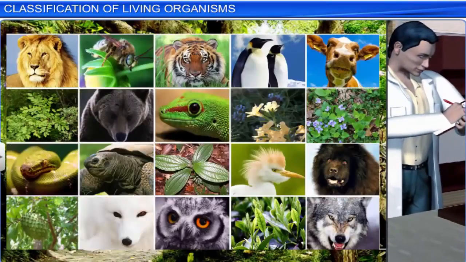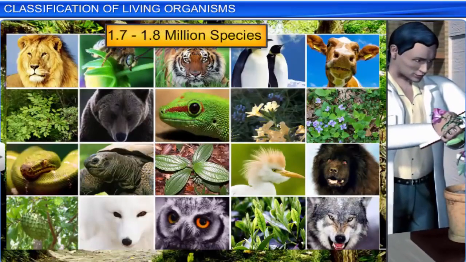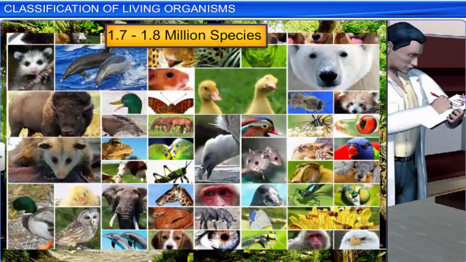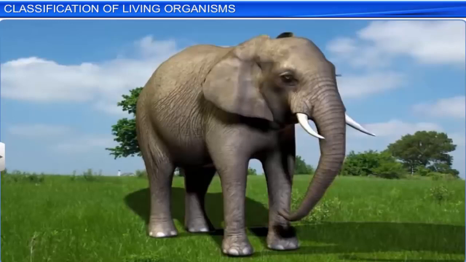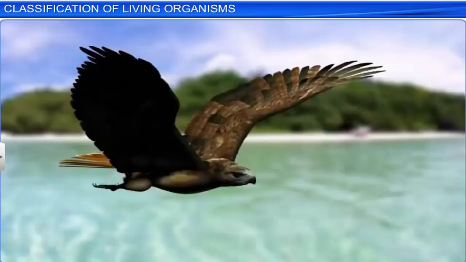Today, there are about 1.7 to 1.8 million species known to us, and this number is ever increasing as we explore new areas along with the old ones. The number and types of living organisms on the earth is referred to as biodiversity.